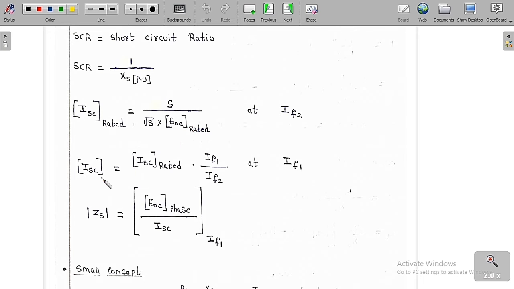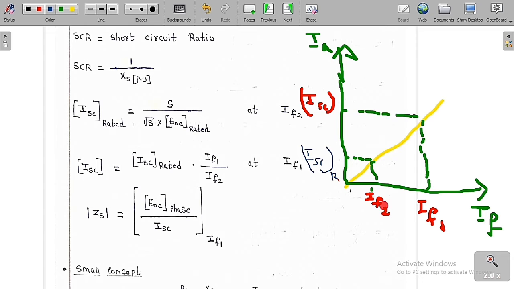So now what is the value of ISC? Slopes are always equal, so ISC rated by IF2 is equal to ISC by IF1. Listen carefully. This is the armature current that we are going to get at IF1 because it's a straight line. I already told you the short circuit graph is basically a straight line passing through the origin all the time.